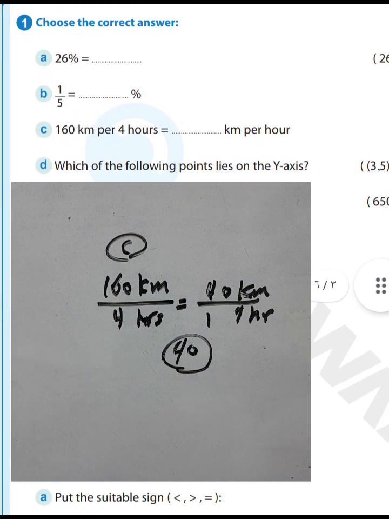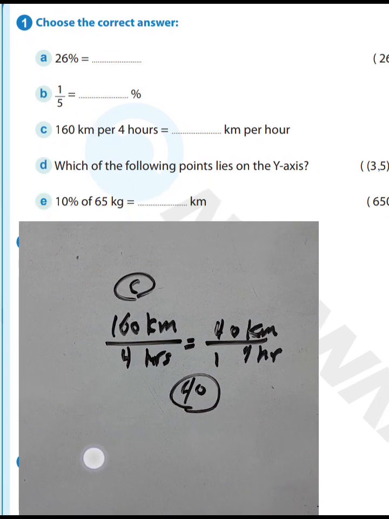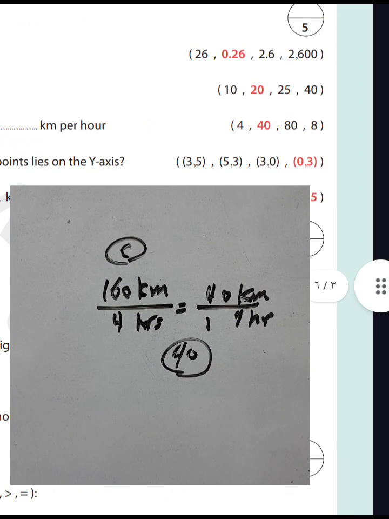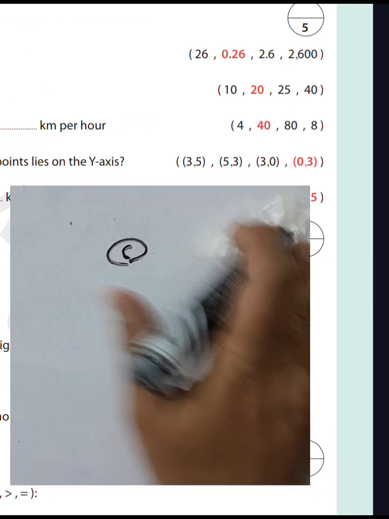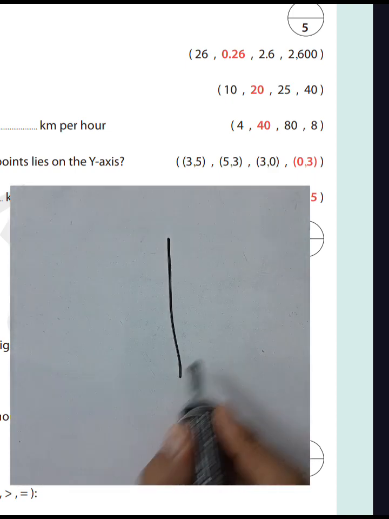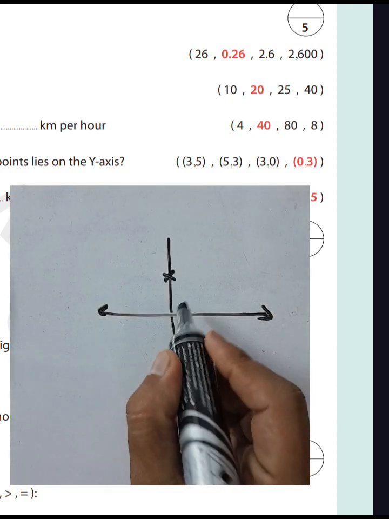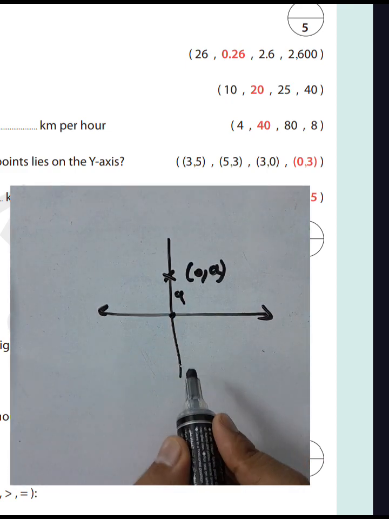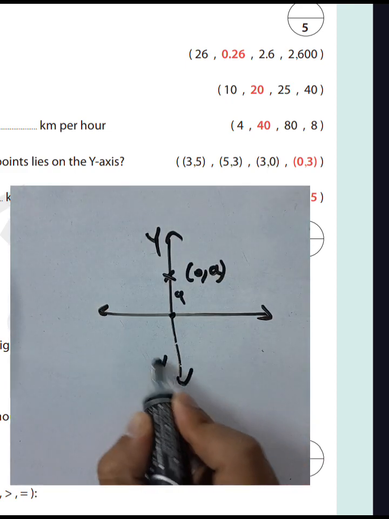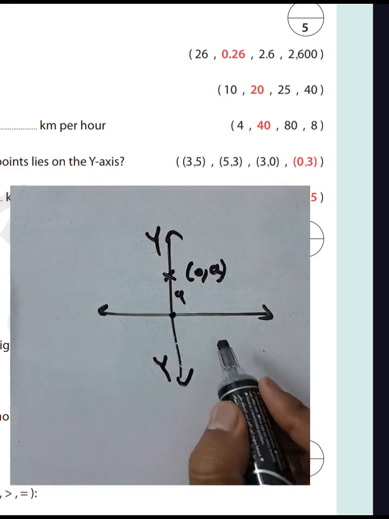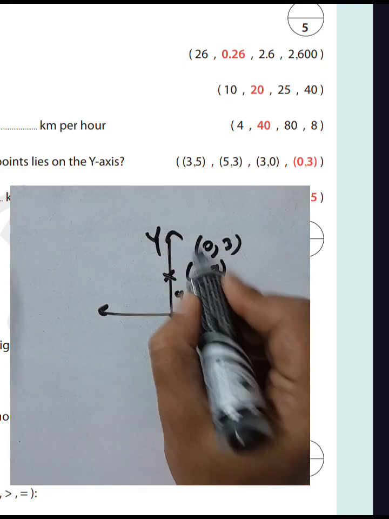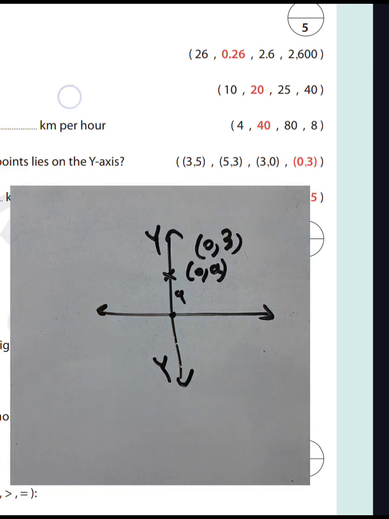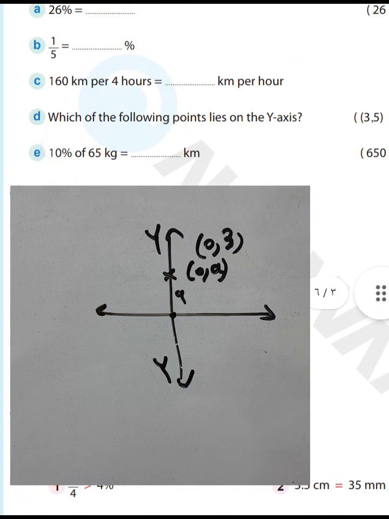Question letter D. Which of the following points lies on the y-axis? Any point that lies on the y-axis, the first projection will be 0, such that this point here, the distance was A, the point will be 0 and A. So any point that lies on the y-axis, the first projection will equal 0. Then we must choose 0 and 3 as the solution for this example.